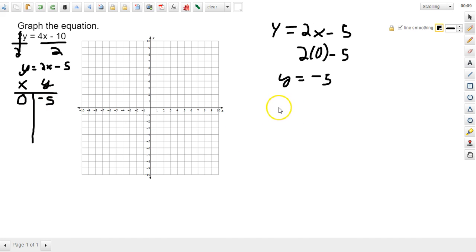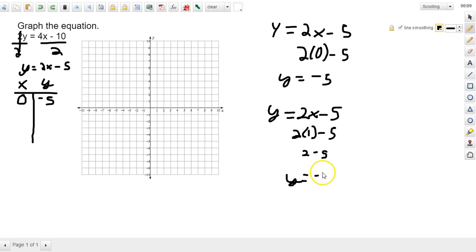Then the next logical point to plug in is 1. So y equals 2x minus 5. We're going to plug in a 1 here now. So 2 minus 5, and if you know anything about adding and subtraction between positive and negative numbers, you know that's going to give us y equals a minus 3. If you need help on that, you can visit my website and look at my other video series. But now we have another point. X is 1, and y is negative 3.